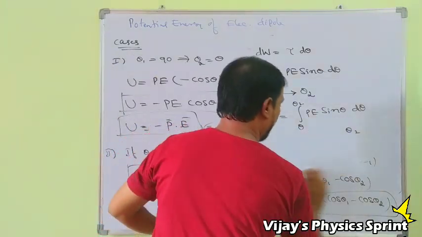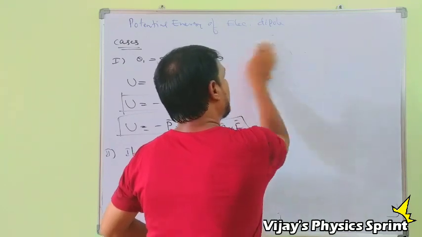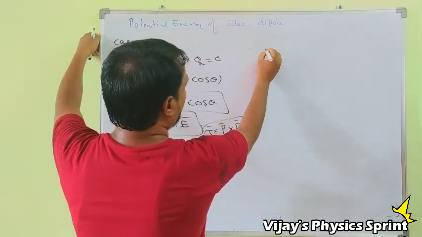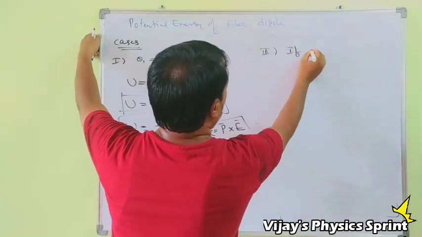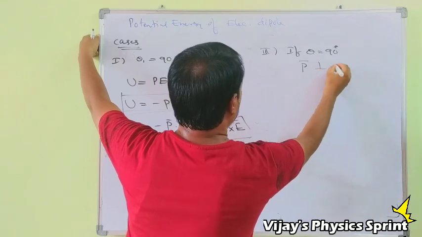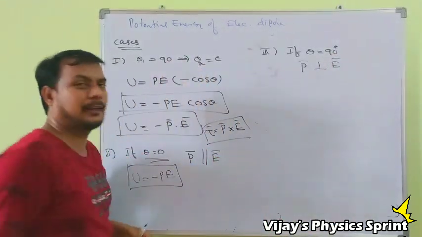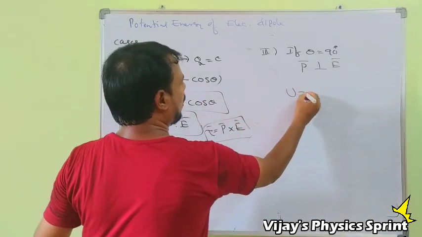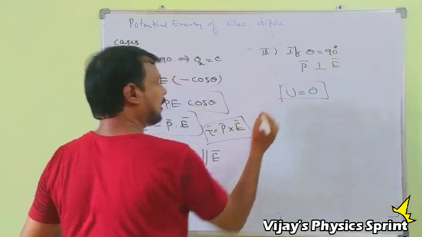If it is perpendicular, theta equals 90 degrees, nothing but P bar, the electric dipole moment, is perpendicular to the electric field intensity, then cos 90 is equal to 0, then U equals 0.